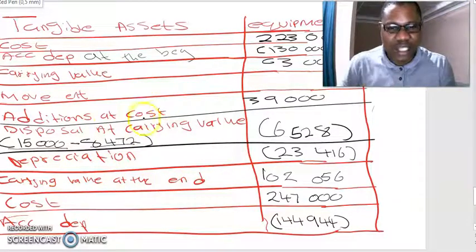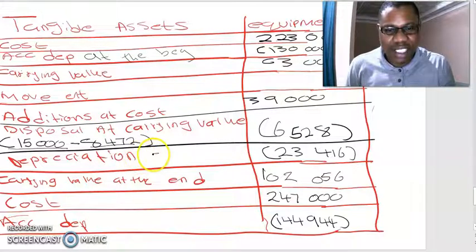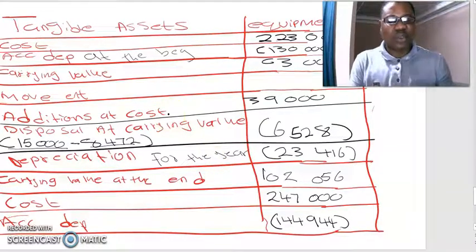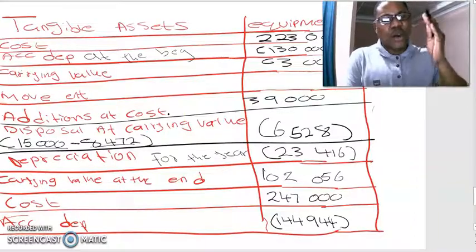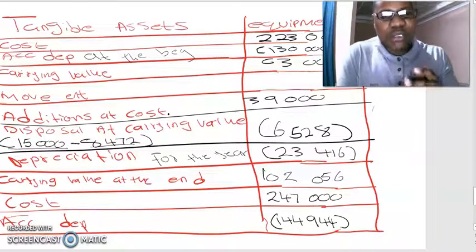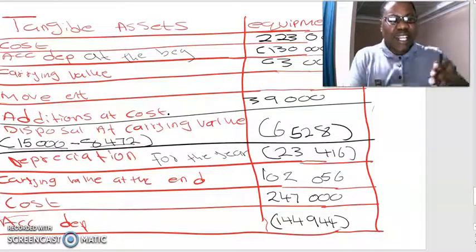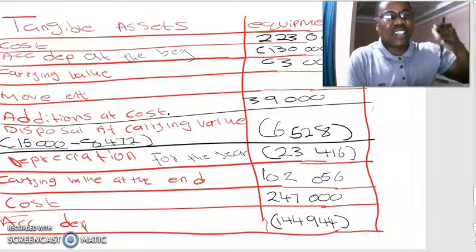So now let's come to here. What do we calculate here? Here we calculate the depreciation for the year. Let me repeat. We are not going to exclude the asset that we are selling. No. We calculate the total depreciation for the year.